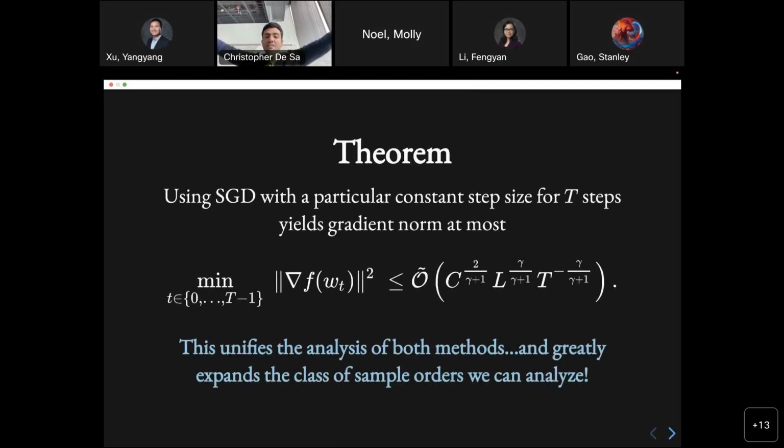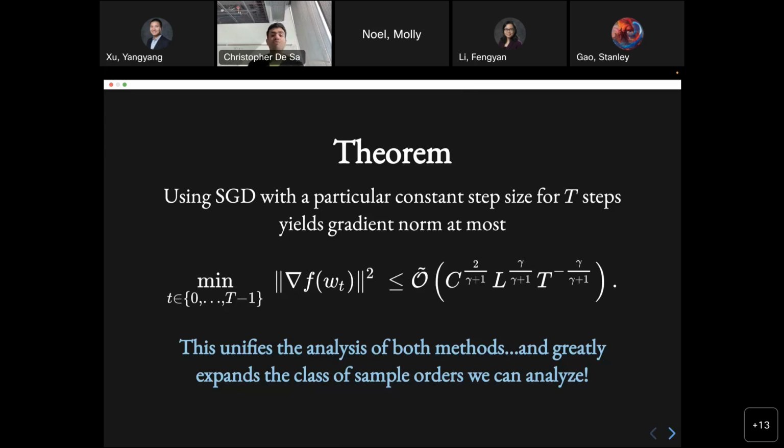Then we can prove that using SGD yields a gradient norm that is bounded by big O tilde of c to the 2 over gamma plus 1 times L to the gamma over gamma plus 1 times T to the gamma over gamma plus 1. And with a little bit of substitution for different values of gamma, you can see that this actually unifies the analysis of both methods, so it recovers the correct rate for both with-replacement SGD and random reshuffling.